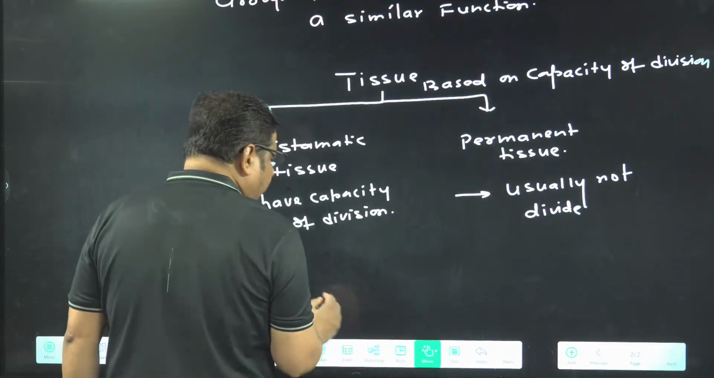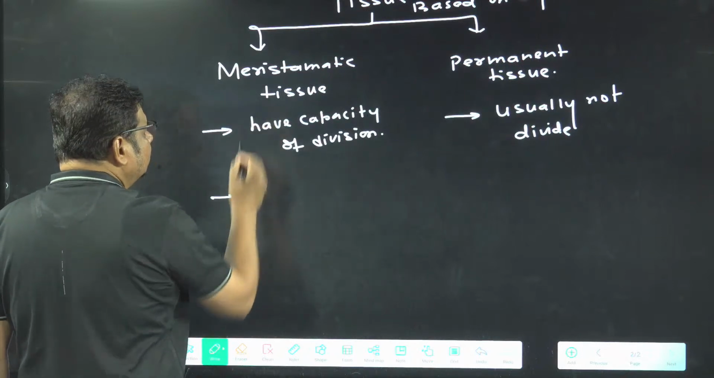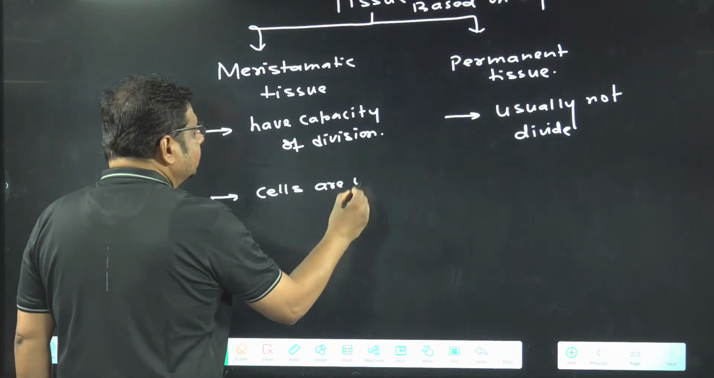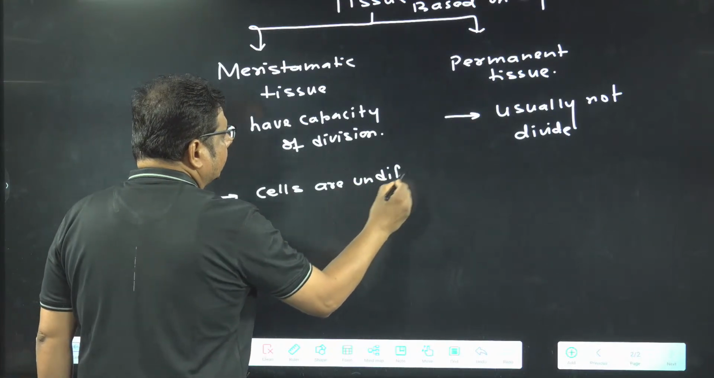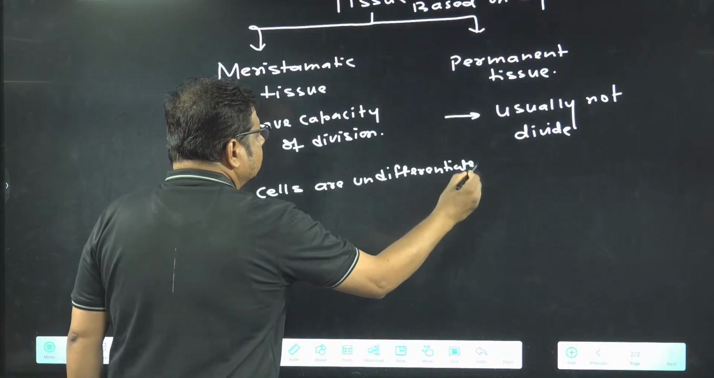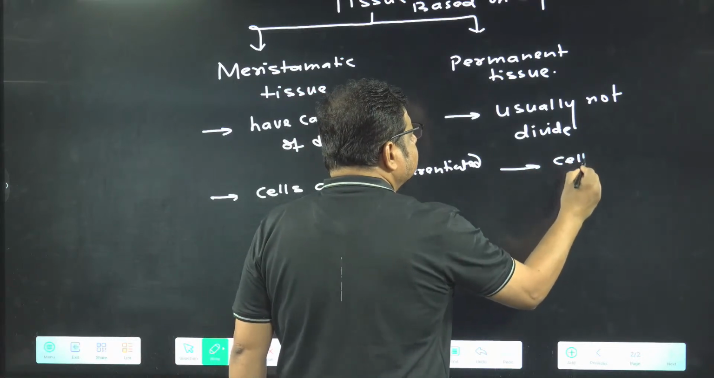If you talk about meristematic tissue, what are you finding? Cells are undifferentiated. Undifferentiated cells are present. In case of permanent tissue, you will find what? Cells are differentiated.